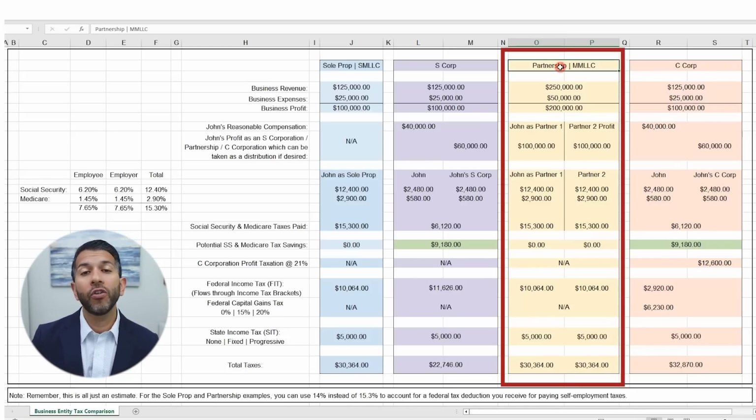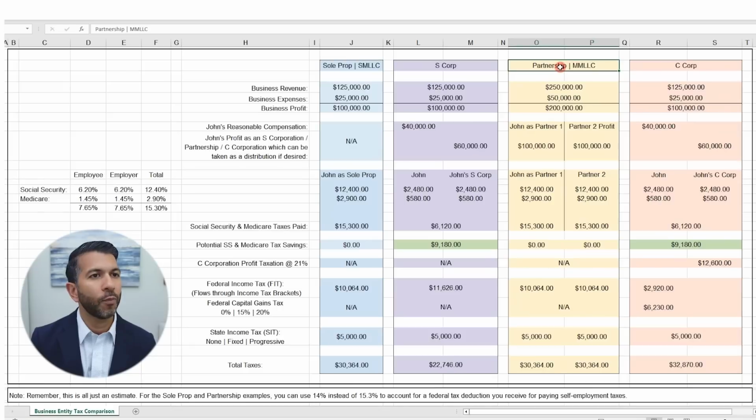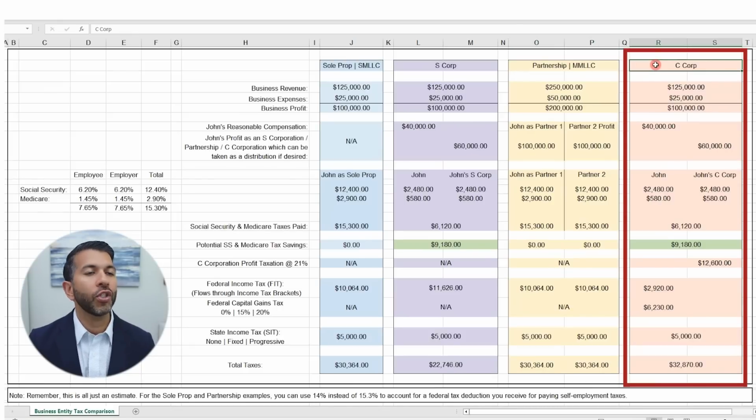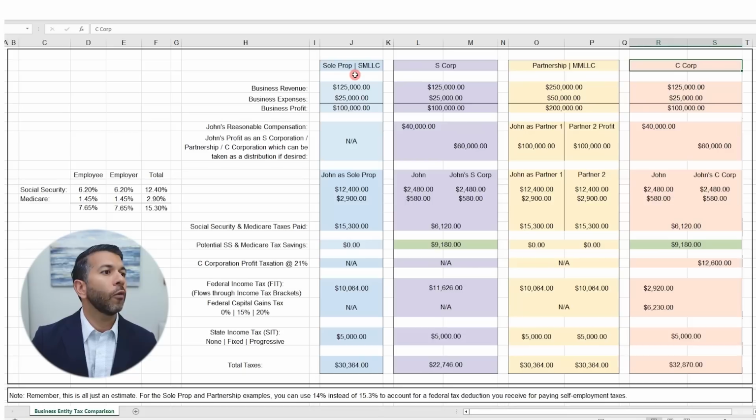Or you could end up filing a partnership tax return if you did it on purpose, meaning that you formed a multi-member LLC and there are 2 members. And like we said, by default, it's taxed as a partnership. And then the C corporation, you went to your state, you filed a C corporation, and so you're going to get taxed this way, okay? So let's go one by one.